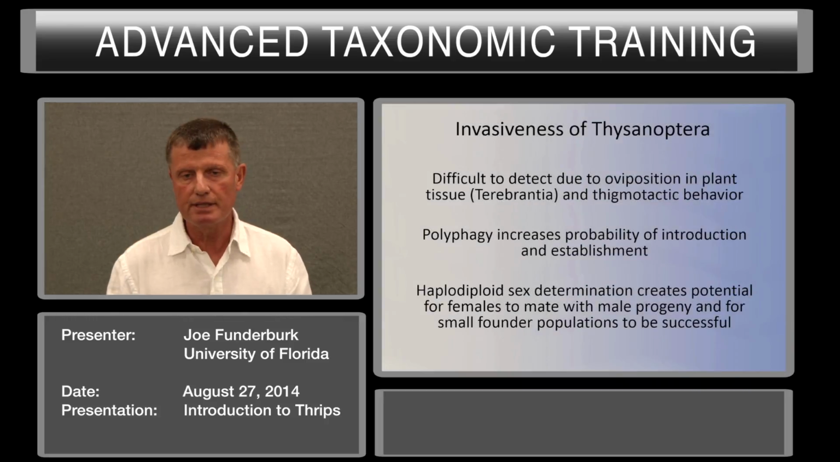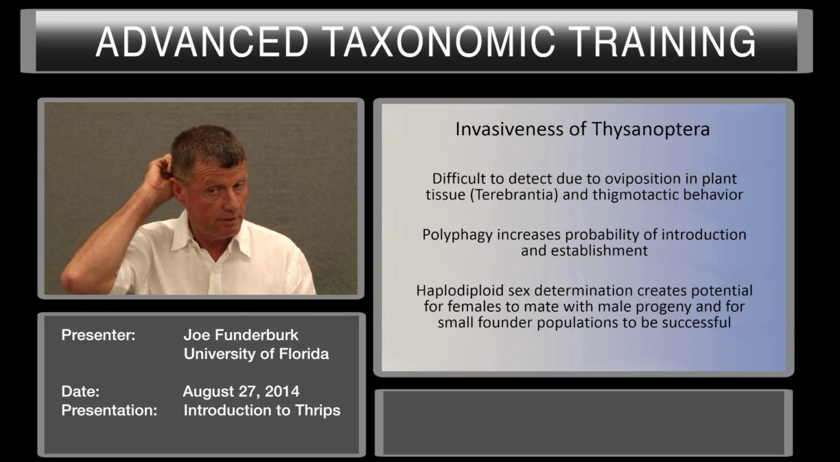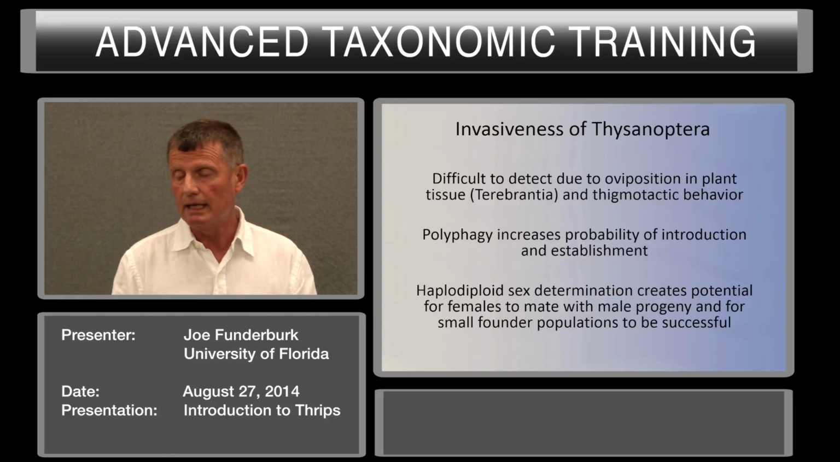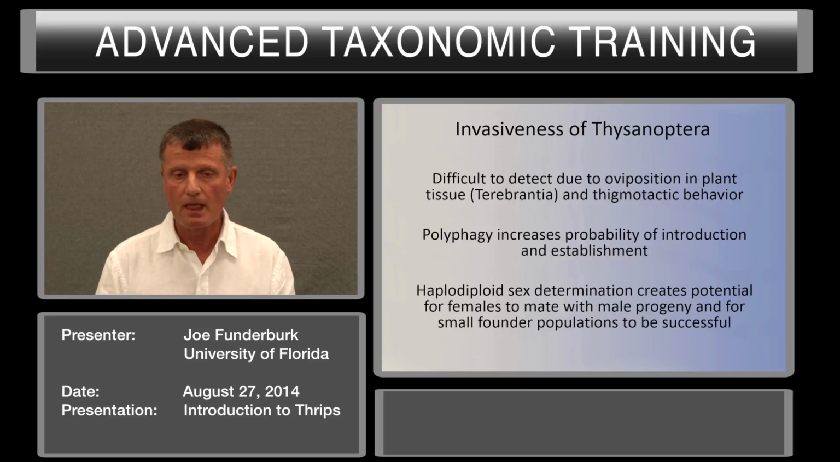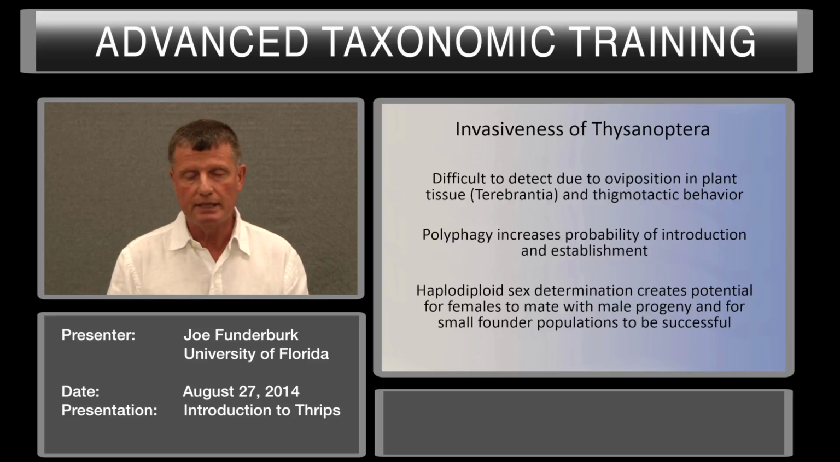I mentioned the invasiveness of the Thysanoptera, and they are very difficult to detect, also because of their thigmotactic behavior, which means they like to hide in crevices, and they're very cryptic. Obviously, polyphagy increases the probability of introduction and establishment, in that populations can be continually being brought in on many different species of plants, many types of plants.